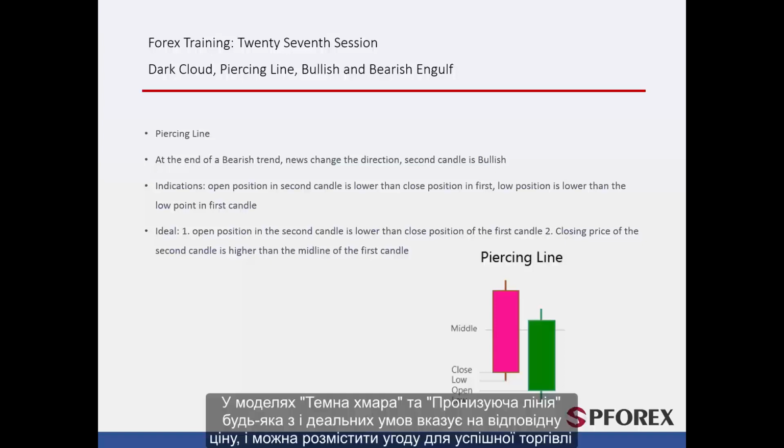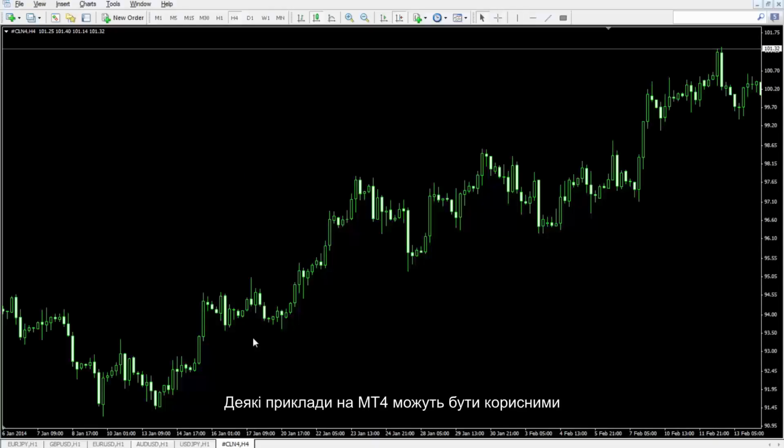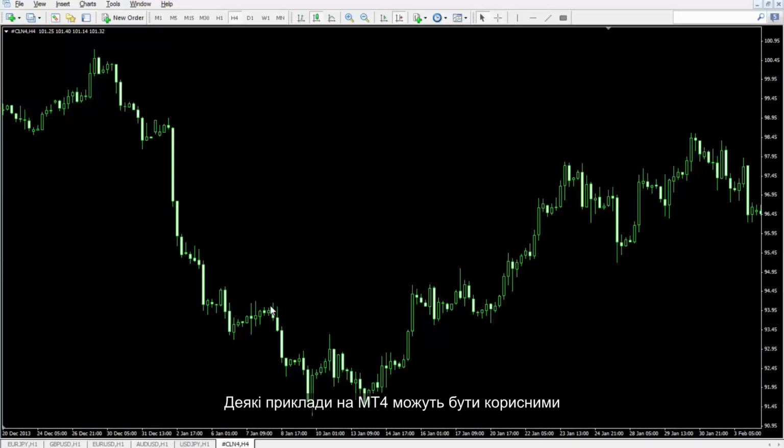In dark cloud and piercing line, any of the ideal conditions indicates an appropriate price. A trade can be ordered for a successful trade. Some examples on MetaTrader 4 would be beneficial.